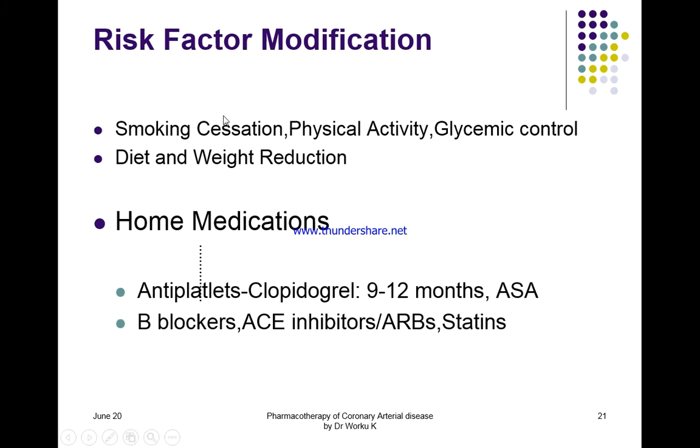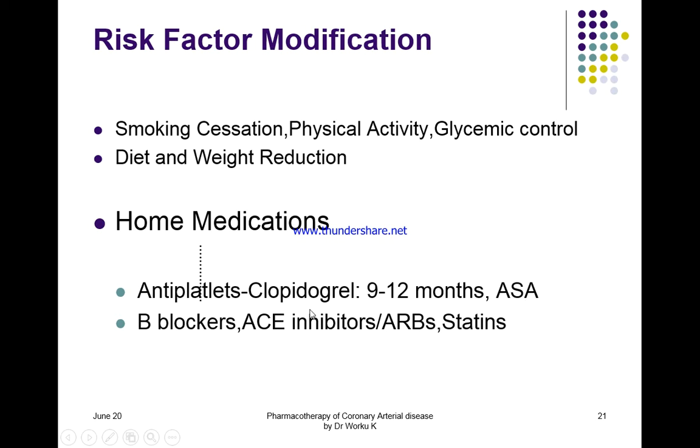And the other part of management is to modify the risks. If the patient is a smoker, preferably counsel them to stop smoking and to do physical activity. If there is dyslipidemia or diabetes mellitus, aim for good glycemic control, and recommend a diet and weight reduction. Again, the home medication after stabilization: we will discharge the patient with an antiplatelet, preferably clopidogrel for 9 to 12 months, preferably in addition to aspirin.